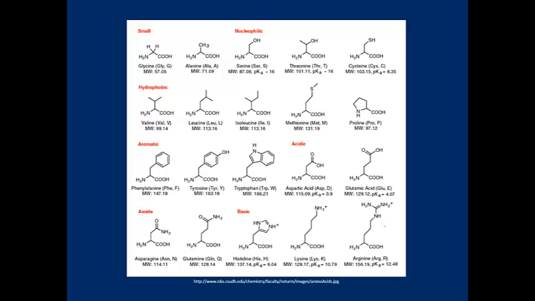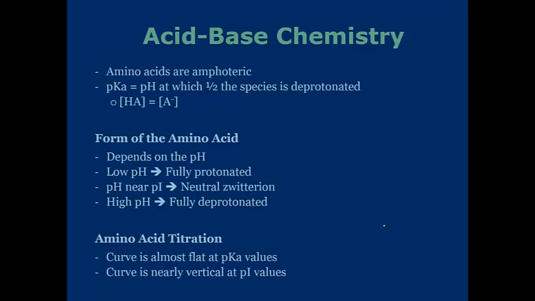When we talk about amino acids, we have to look at the acid-base chemistry. Amino acids are noted as amphoteric, and they're also zwitterions. If you remember, amphoteric means that it can exhibit acidic and basic qualities. A zwitterion means that it can have a positive and a negative charge. Usually that goes hand in hand with amphotericity.